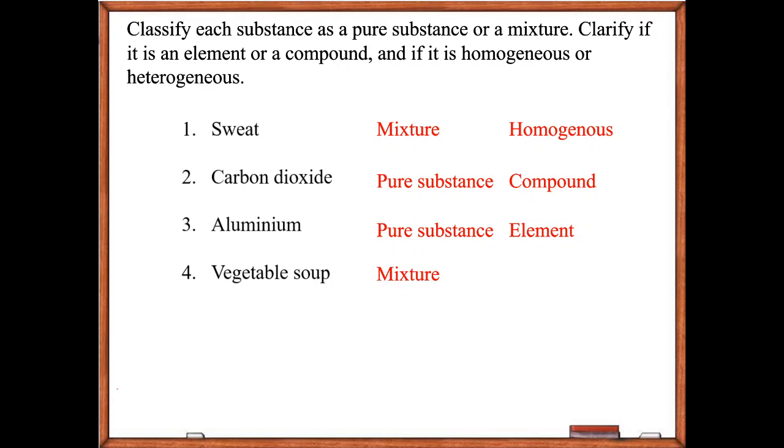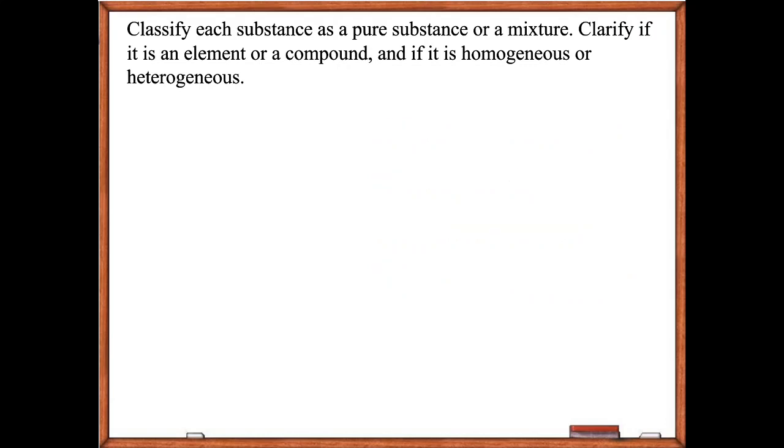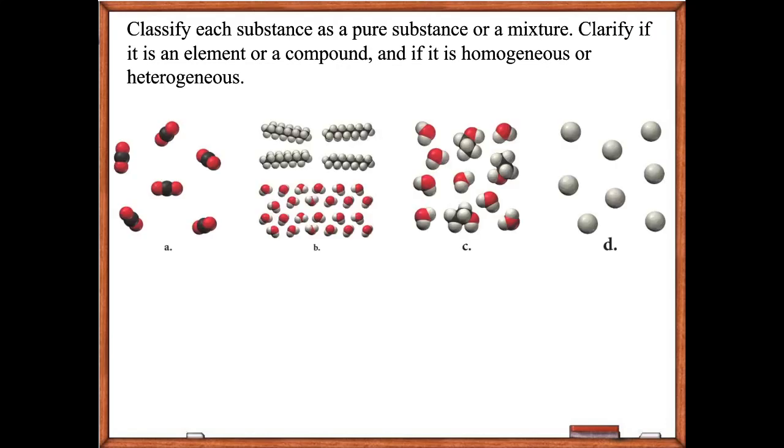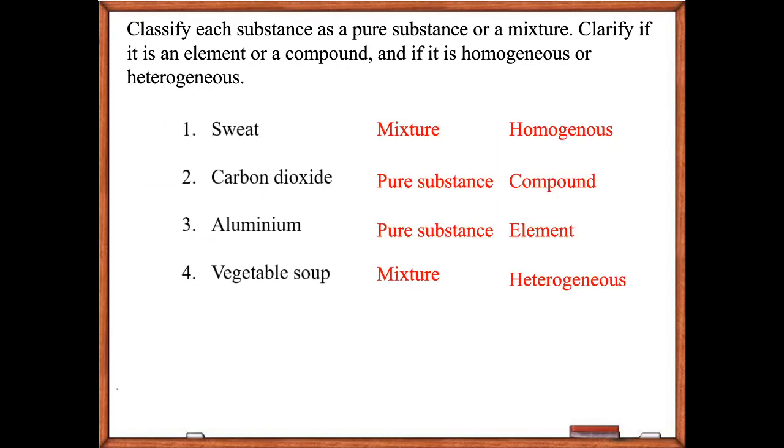Next part, since it's a mixture, is it homogeneous or heterogeneous? Okay, so this one's going to be heterogeneous. Why? Because if I was to take a bowl of vegetable soup, I could point out, okay, there's the green beans, there's the carrots, that's the broth part. So you could pick out each individual piece of it, and that would make it heterogeneous. I'll give you a second with all those answers up there in case you need to pause it and go back over these.